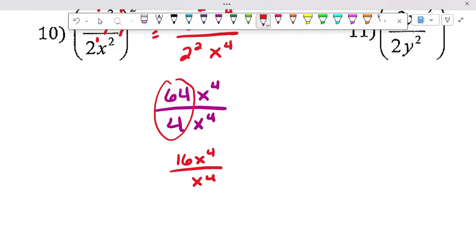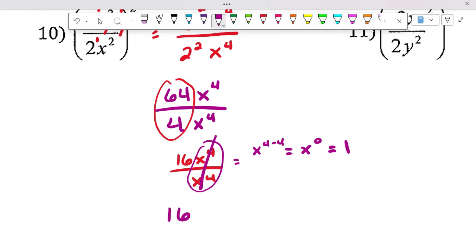The exponents. All right. So if you want to divide these, I have x to the 4 minus 4, which is x to the 0. What did I tell you yesterday? Anything raised to the 0 power is always what? 1. So guess what happens to those x to the 4ths? They go bye-bye. They cancel out. So my answer is 16.